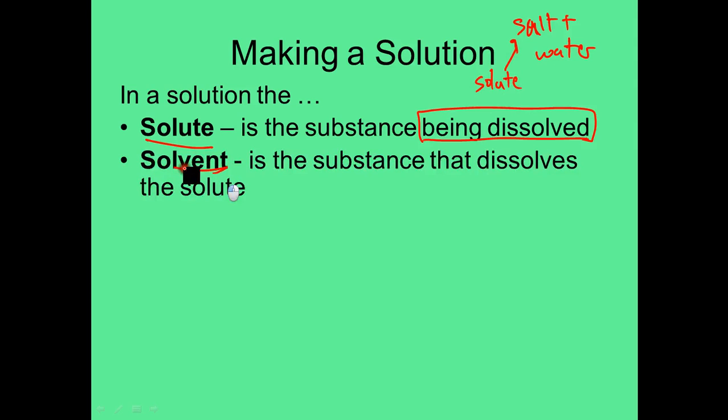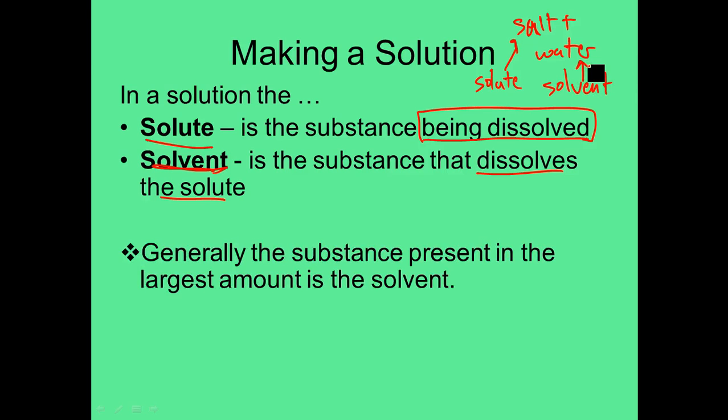All right, the solvent is the substance that dissolves the solute. So in this example, salt is the solute, water is the solvent, because it is the thing that dissolves the solute. Generally, the substance present in the largest amount is the solvent. So if I put a lot of salt into a little bit of water, we would change those roles, and the salt would be the solvent, the water would be the solute.